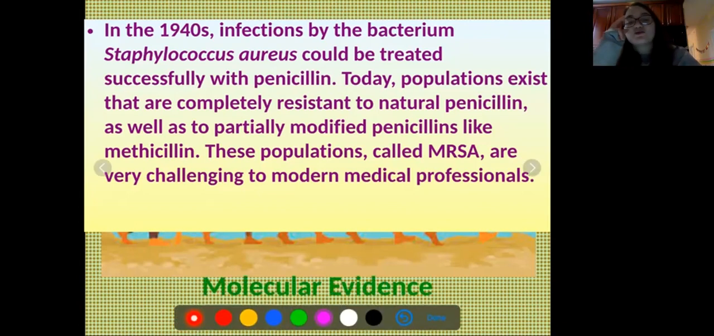Well, this is an example of molecular evidence because we're able to see on a very small level the mechanisms behind this resistance and what's happening on a smaller scale and how that affects the whole.